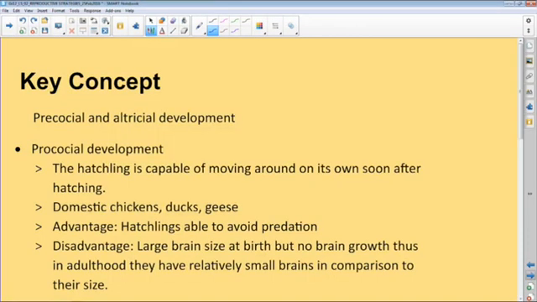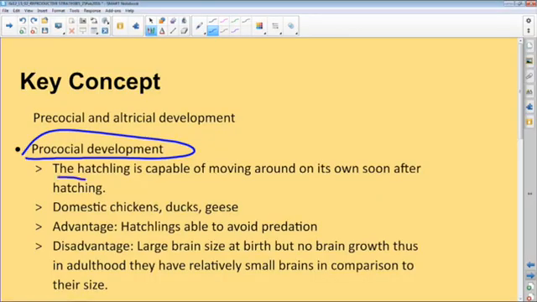Let's go to the next one and see what else we've got here. Key concepts, the last one. Remember these words. These are the words I cannot say for the life of me, and I don't know why. The hatchling is capable of moving around on its own very soon after it's hatched. In other words, it breaks the shell and off it runs. And that is quite cool.